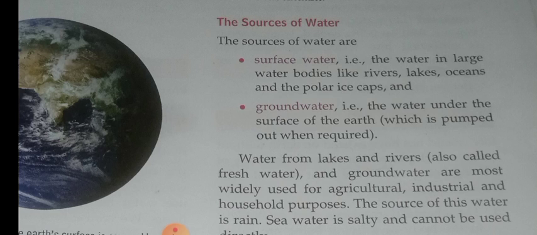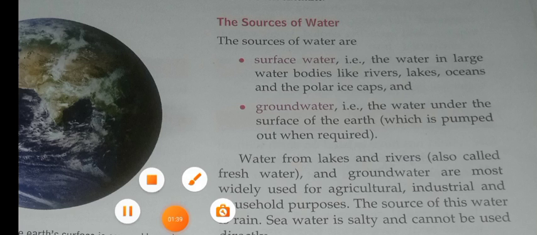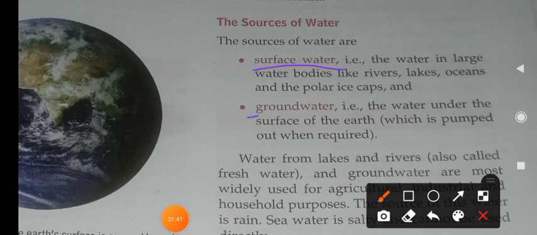The sources of water are surface water, that is, the water in large water bodies like rivers, lakes, oceans, and the polar ice caps, and groundwater. What is groundwater? Groundwater, that is the water under the surface of the earth. So there are two sources of water. What are they? The surface water and the groundwater.